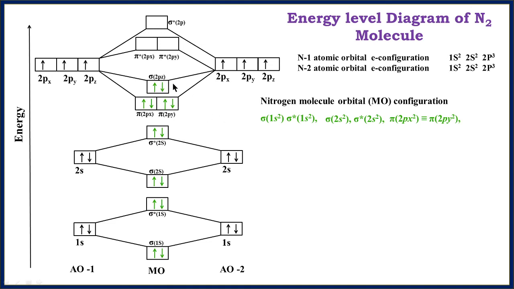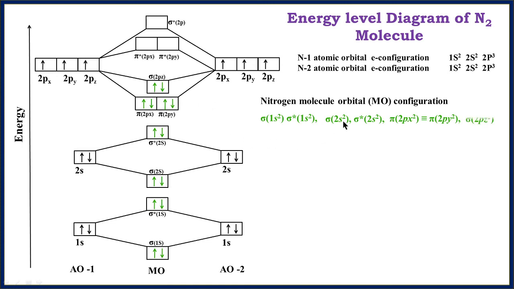If there were excess electrons, like a 7th or 8th electron in the nitrogen atom, those electrons would get filled here. But in the case of nitrogen, there are only a total of 6 electrons in the 2p level, 3 plus 3, so these 6 electrons will get filled here in the bonding molecular orbitals.